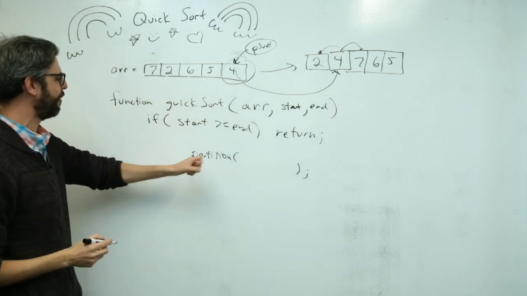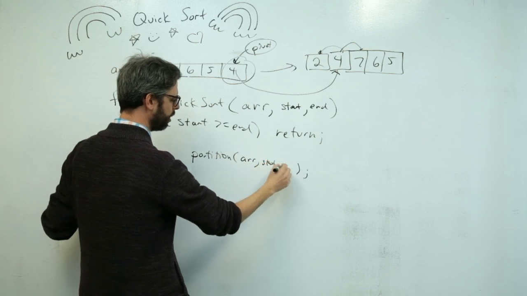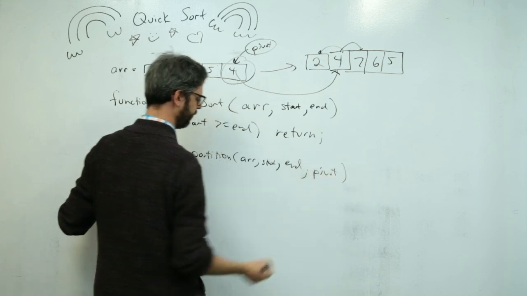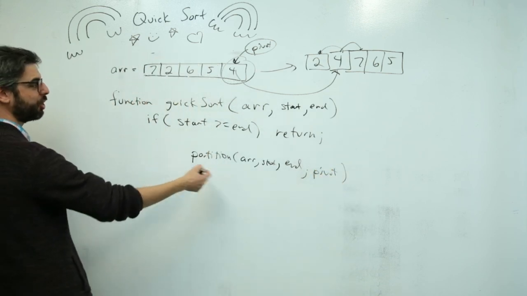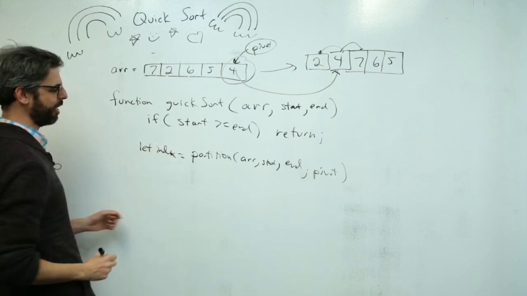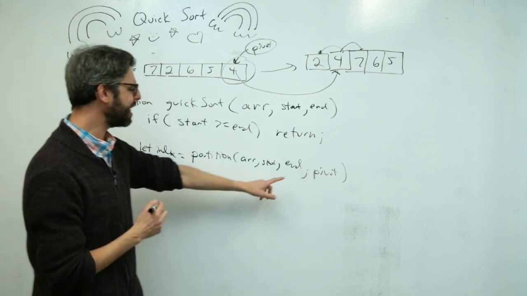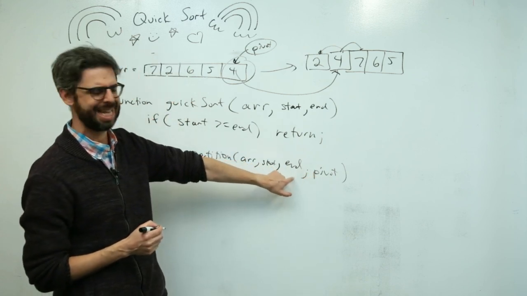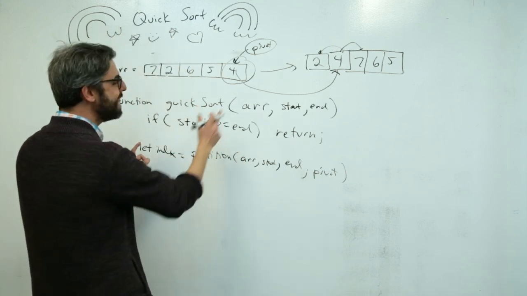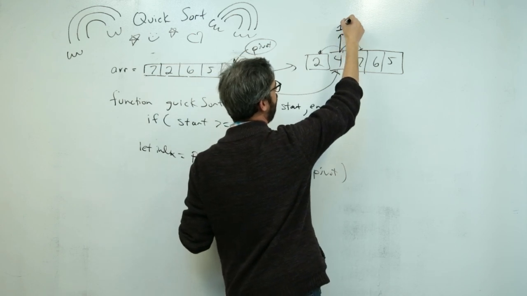So with this partition function, I give it the array, the start and the end, and also the pivot, right? What I then want this function to return is an index value, the index of where the pivot ended up. Actually, I think I don't have to do this because I can always use the end as the pivot point. I'll figure that out as I code it, but stay with me here. In this case, what it ends up returning is index 1.